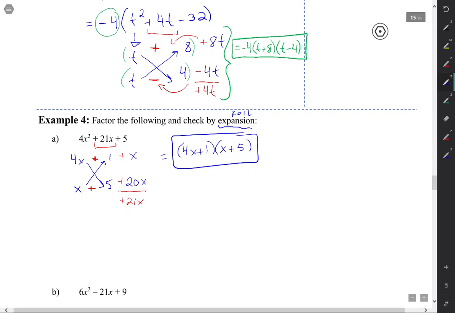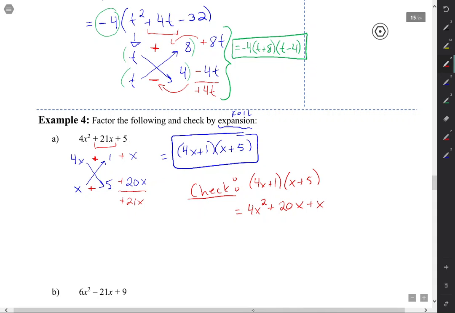And now I'm going to check this answer by foiling it. So check. And when we FOIL this, we should get the original trinomial that we started with. So I'm going to do 4x plus 1 times x plus 5. So let's start with the first terms. 4x times x, that would give us 4x squared. And the outside, we got 4x times 5, that would be plus 20x. Then the inside, we would have 1 times x, which is just plus 1x, or x.